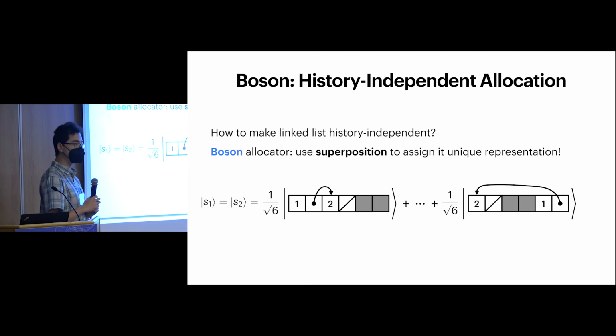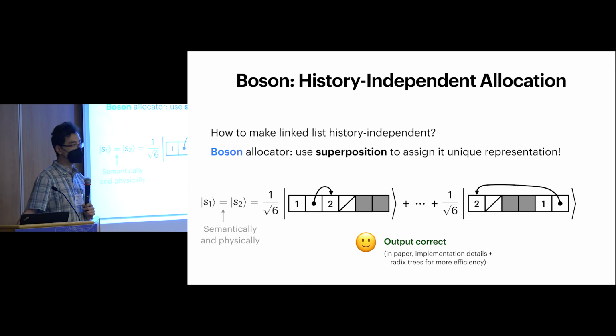Because quantum superpositions actually allow you to do this trick where you store the value of the set as the uniform superposition of all of the possible permutations of the linked list 1, 2 in memory. As you can see here, the result is that S1 and S2 are both semantically and physically equivalent. And this means that the output of the algorithm will finally be correct.